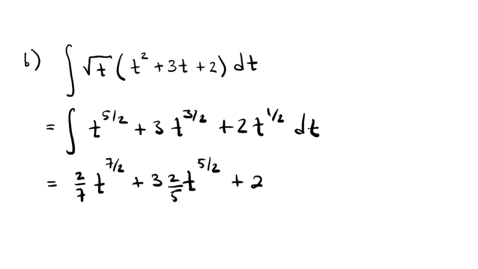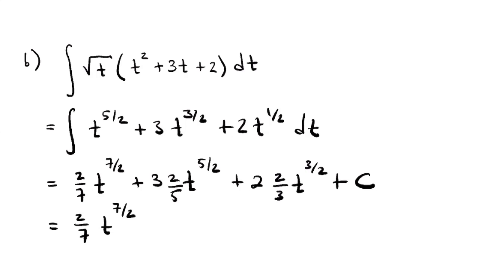Last one's got a constant factor 2. Bump the exponent up by 1, divide by the new exponent. When you're done, you get to the end, no more terms, add the constant of integration. Here, we don't need to, but let me just clean it up here. 2/7 times t to the 7/2.